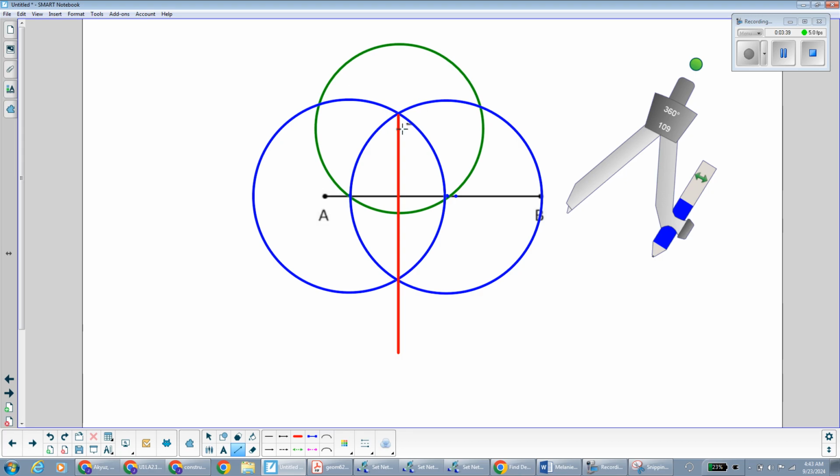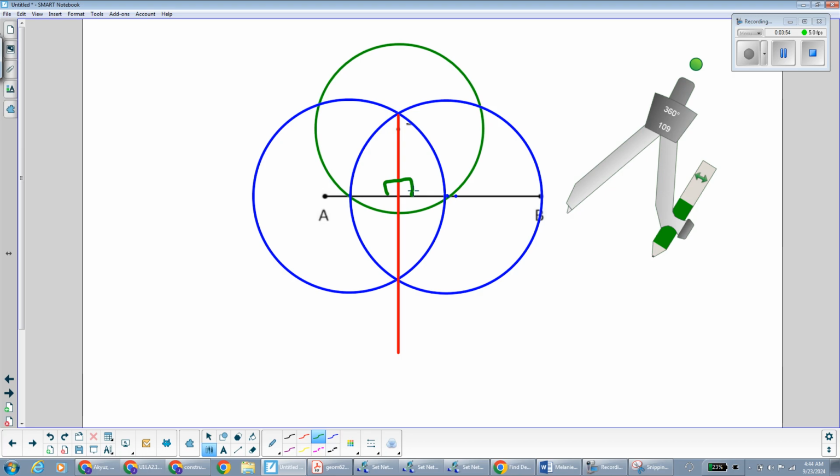Notice how it comes really, really close to going right through the point that we were given. And where it intersects the original line AB, it forms 90-degree angles with it.